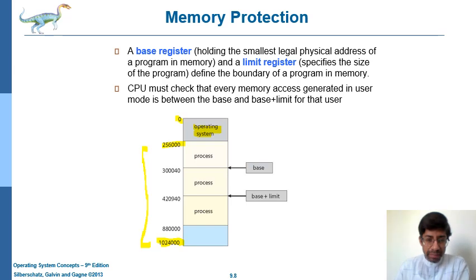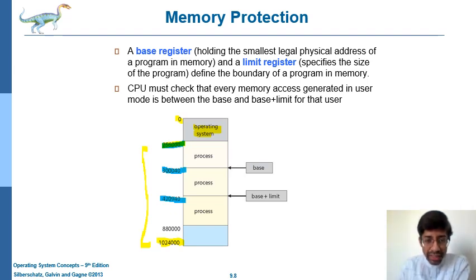As we could see in this diagram, there are three processes allocated to the memory. The first process starts from the memory location 256000. The second process starts from the memory location 300040, and the third process starts from the memory location 420940. So these three values, 256000, 300040 and 420940, become the respective base address for each of these three processes.